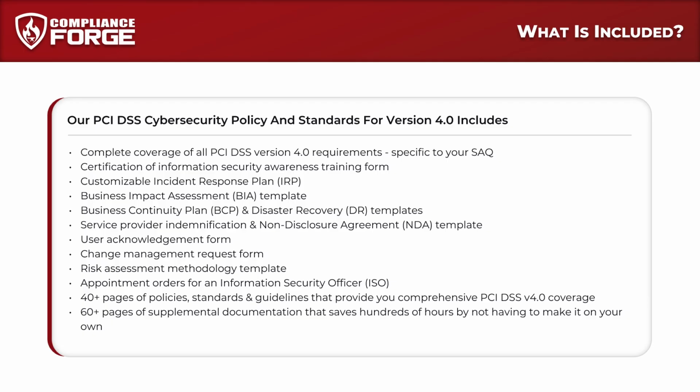It also includes a service provider indemnification and non-disclosure agreement template, a user acknowledgement form, a change management request form, a risk assessment methodology template, and appointment orders for an information security officer. In total, that is over 40 pages of policies, standards, and guidelines, providing comprehensive coverage, plus over 60 pages of supplemental documentation that saves hundreds of hours by not having to make it on your own.